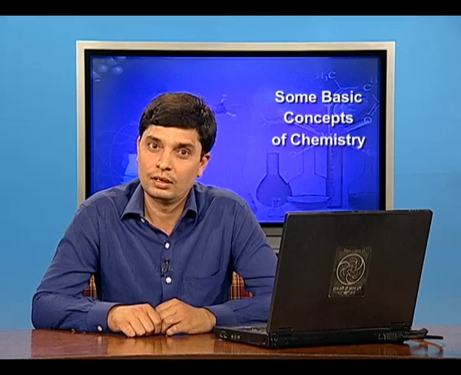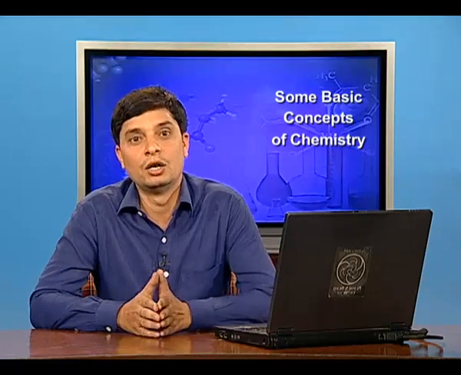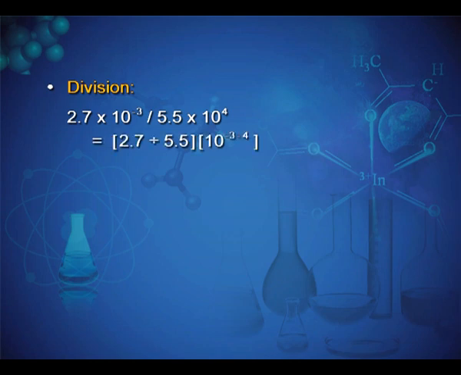In division, suppose we have to divide 2.7 times 10 to the power minus 3 by 5.5 times 10 to the power 4. The solution will be 2.7 divided by 5.5, and 10 to the power minus 3 minus 4. The answer will be 0.4909 times 10 to the power minus 7.